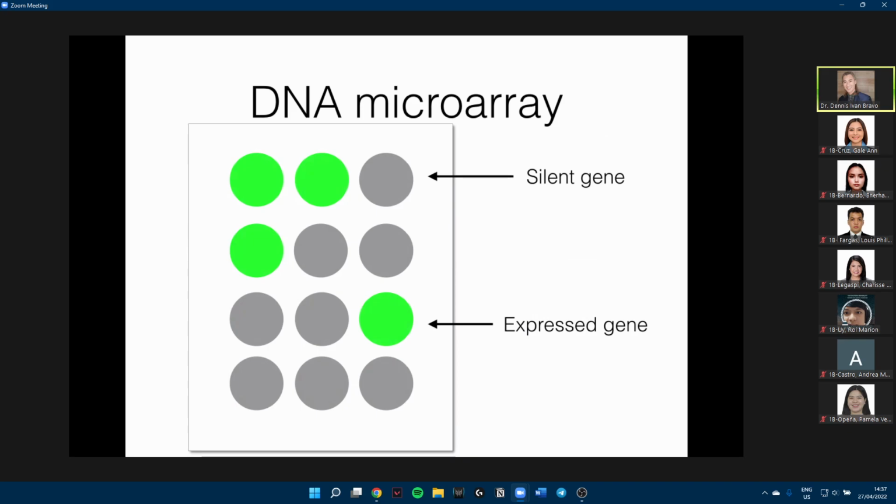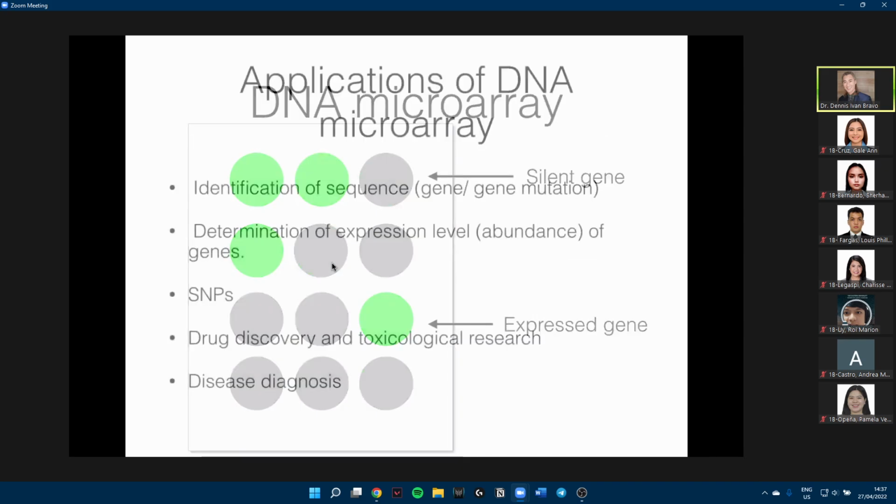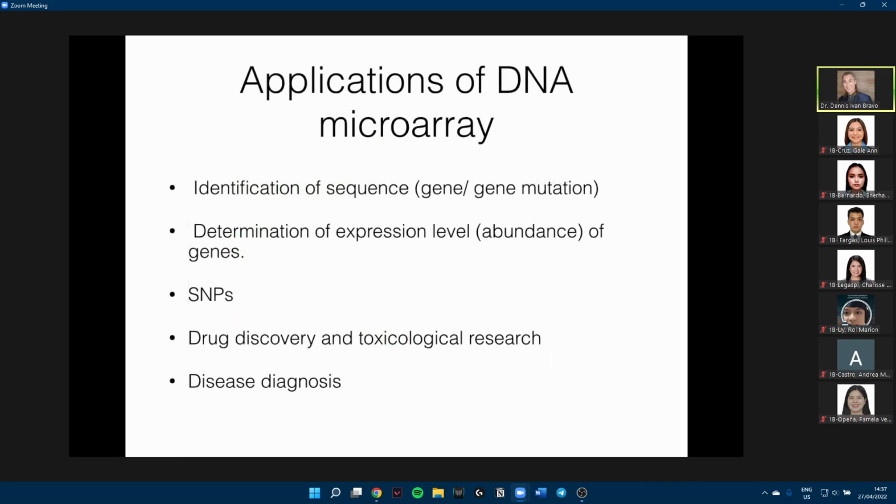So if you have a question, say, for example, what genes are active in cancer cells, you can easily narrow down those 30,000 genes into a few manageable ones. And if you ask, what are the ones that are inactive in a cancer cell, then you can get your answer using this. So what are the applications of microarray? You can identify gene mutation, determine the expression level of genes, determine SNP, single nucleotide polymorphism. It can also be used for drug discovery and toxicological research and disease diagnosis.